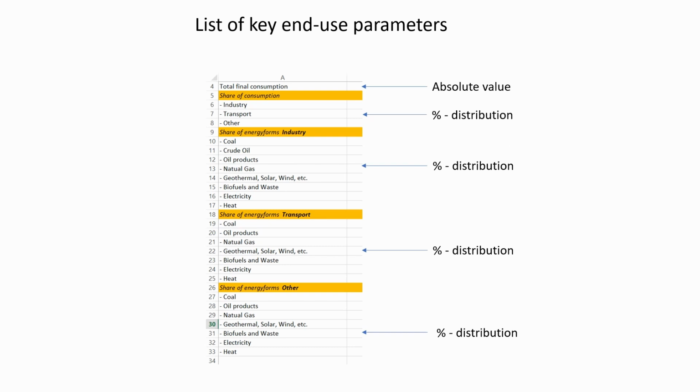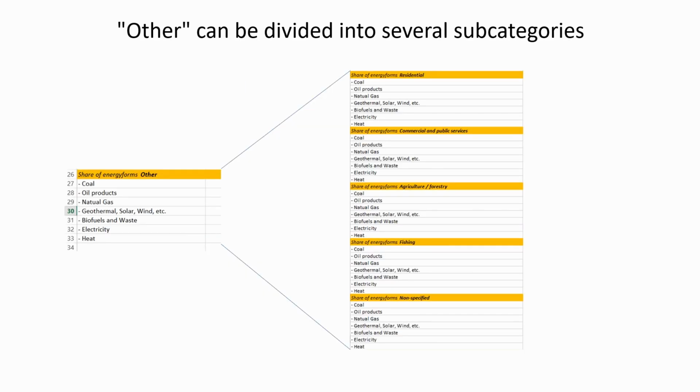Here we have an Excel sheet where we have the total final consumption here, and then we have the distribution between the different sectors here, and here we have the distribution of the different energy forms within each sector. In the climate scenario model, the sector here, other, is divided between residential, commercial and public service, and agriculture and forestry, fishing, and not specified.